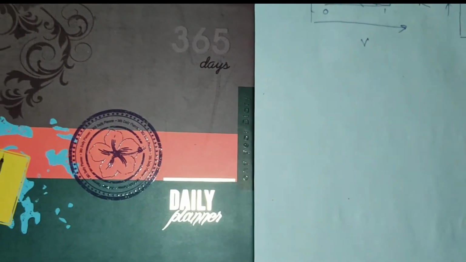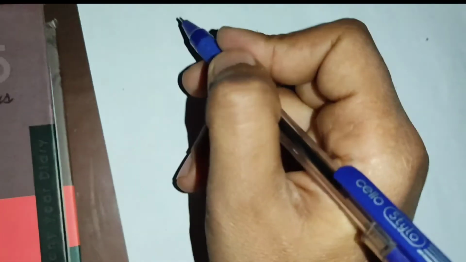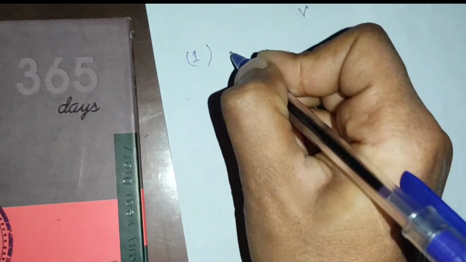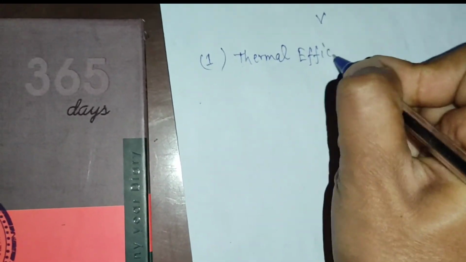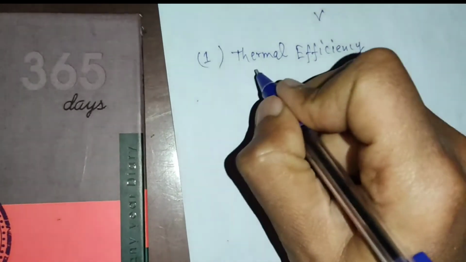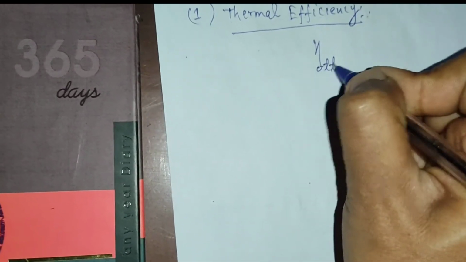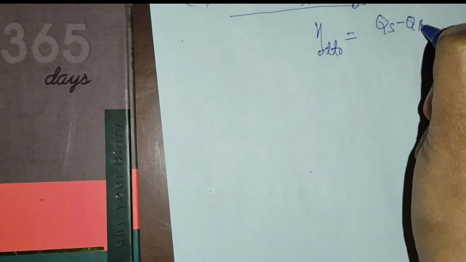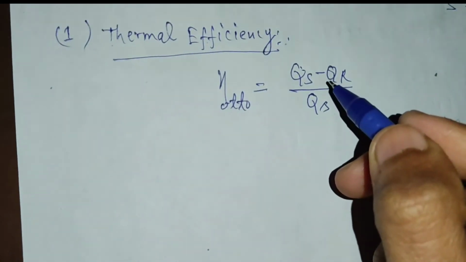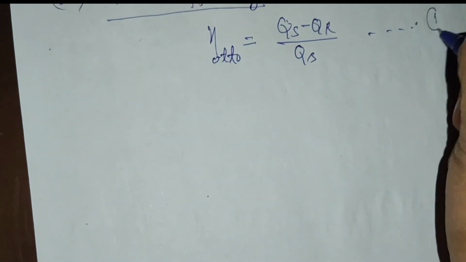Now, talking of the thermal efficiency of this cycle. The thermal efficiency of this cycle is represented as Qs minus Qr upon Qs, that is, heat supplied minus heat rejected upon heat supplied. This is our equation 1.